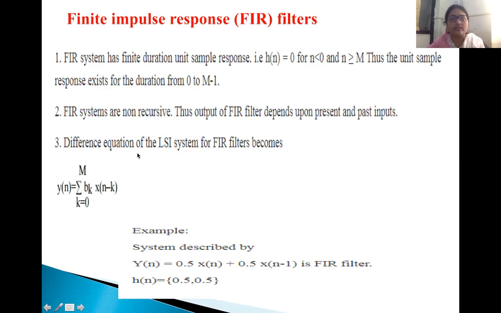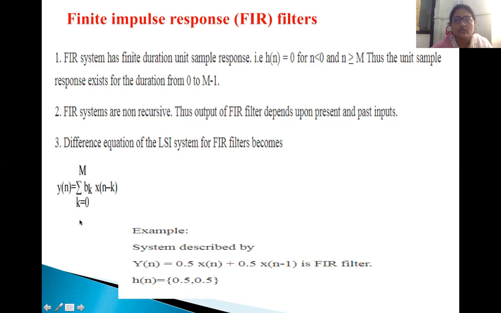The difference equation which is used for a linear time-invariant (LTI) system, we will similarly use for the FIR filter. This convolution equation is utilized in order to define the FIR filter. The equation is y of n equal to the summation, k varying from 0 to M, of b k x of n minus k.